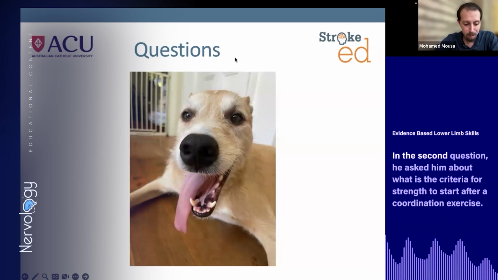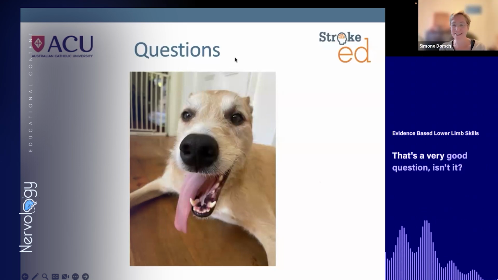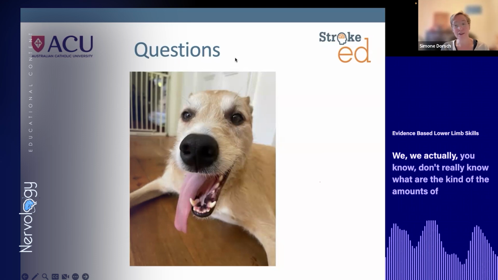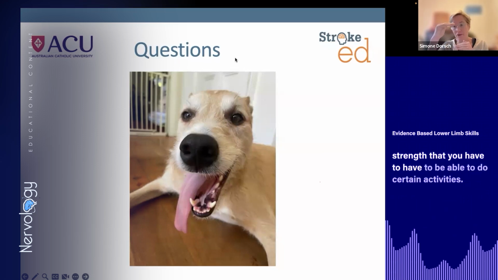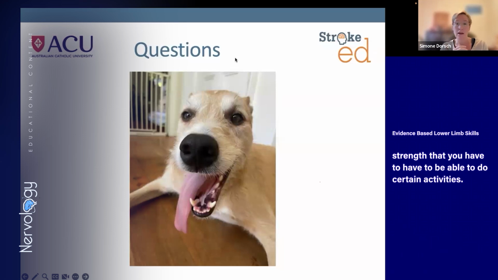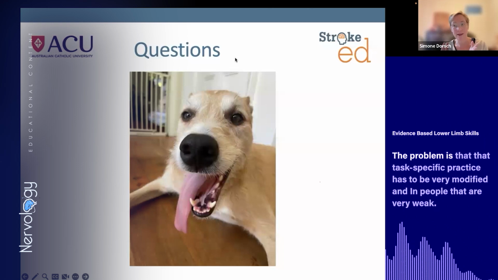Okay. Simon's second question: he asked what the criteria is for strength to start coordination exercise. That's a very good question, isn't it? We actually don't really know what amounts of strength you have to have to be able to do certain activities. And I think we should really be starting task-specific practice very early, even with very weak people. The problem is that task-specific practice has to be very modified in people that are very weak.